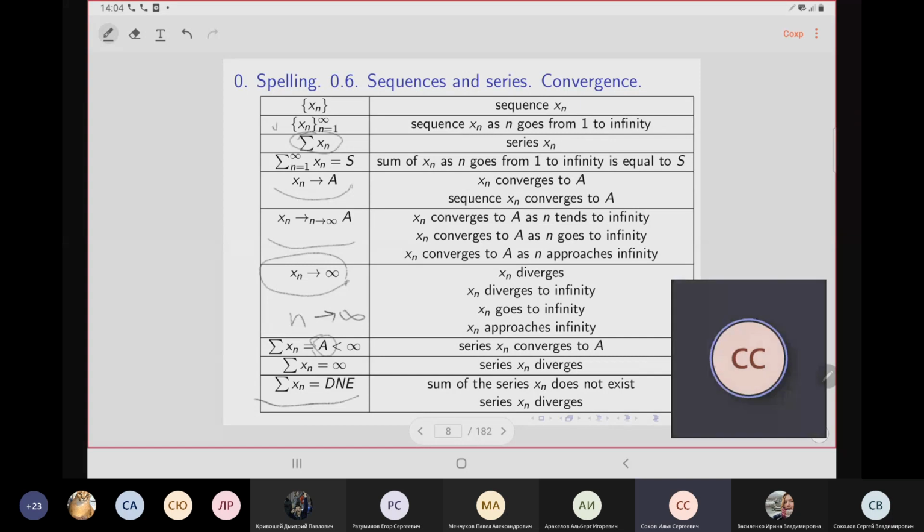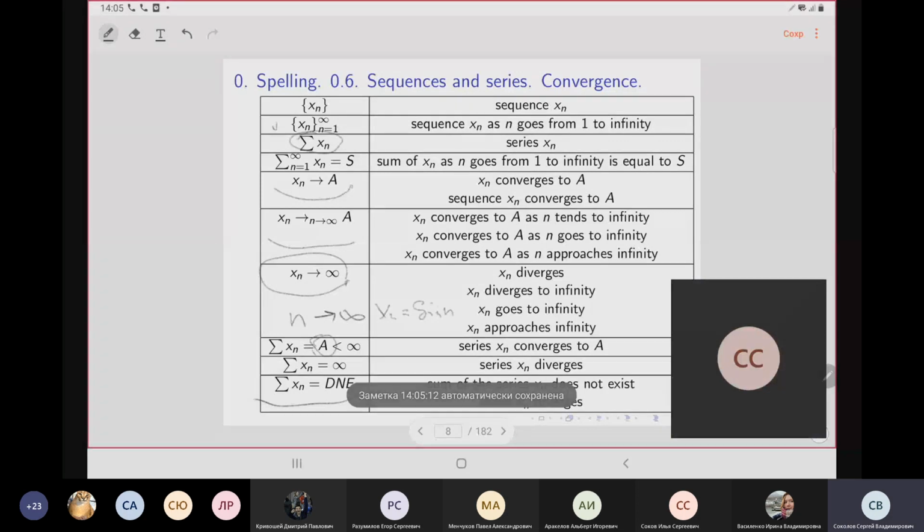xn is equal to sin n. Okay, got it. I think that's right. This series will not converge, but usually the simplest one is (-1) to the nth power. So the sum of this series changes from 0 to -1 and comes back to 0.